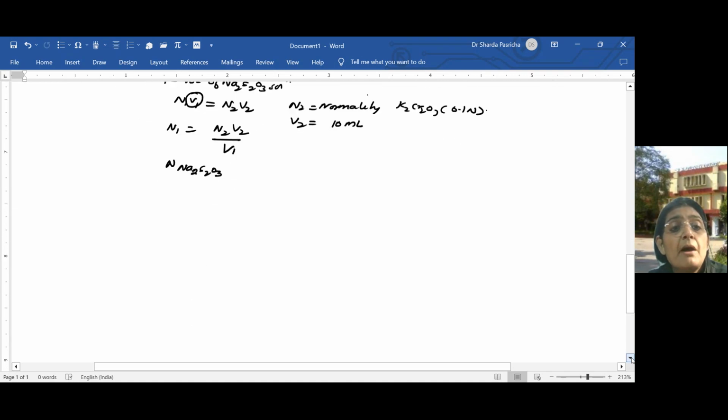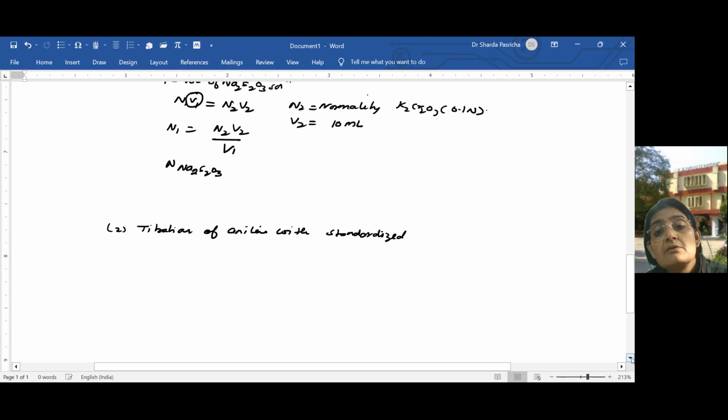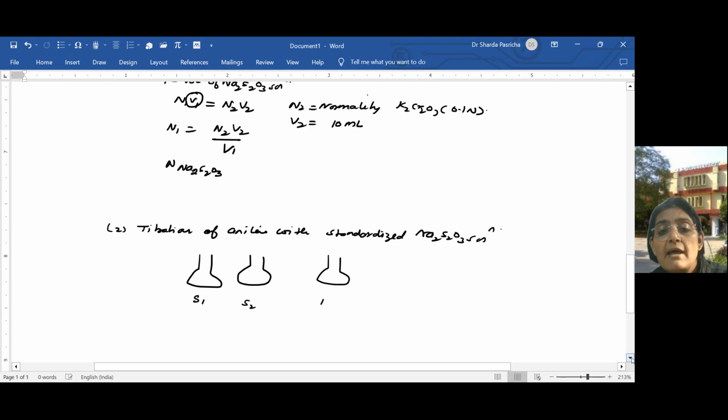Next, in the second part of the experiment, you have to do titration of aniline with the standardized sodium thiosulfate solution. What you do is you take 3 iodine flasks. 2 of them you label as sample 1, sample 2. The third one you label as blank.